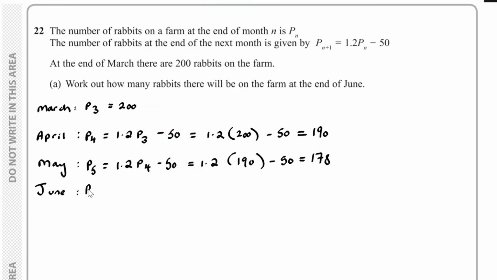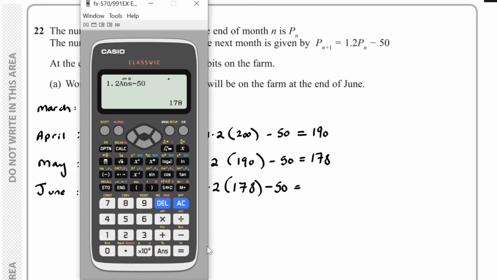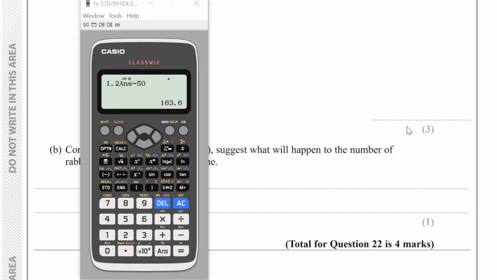And then in June, P6, that's equal to 1.2 times P5 minus 50. So here we've got 1.2 times 178 minus 50. That's equal to 163.6, which you can hopefully recognize. We can just round that up to 164 rabbits.